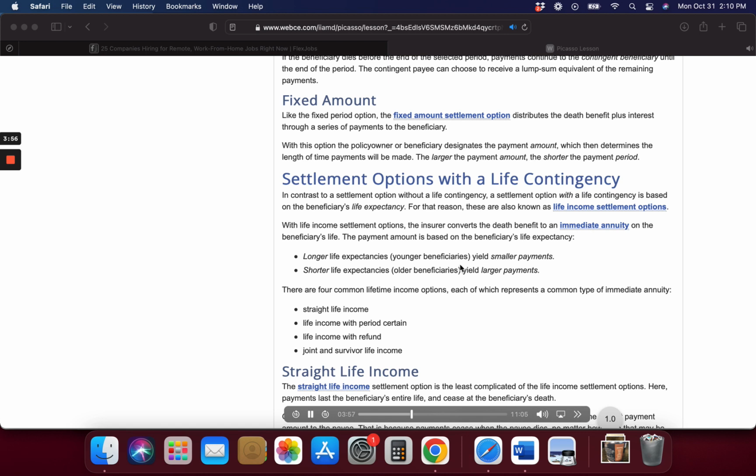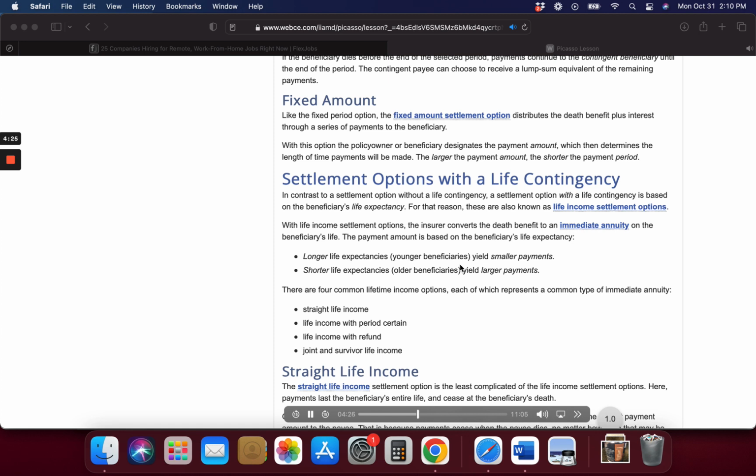Settlement options with a life contingency. In contrast to a settlement option without a life contingency, a settlement option with a life contingency is based on the beneficiary's life expectancy. For that reason, these are also known as life income settlement options. With life income settlement options, the insurer converts the death benefit to an immediate annuity on the beneficiary's life. The payment amount is based on the beneficiary's life expectancy.